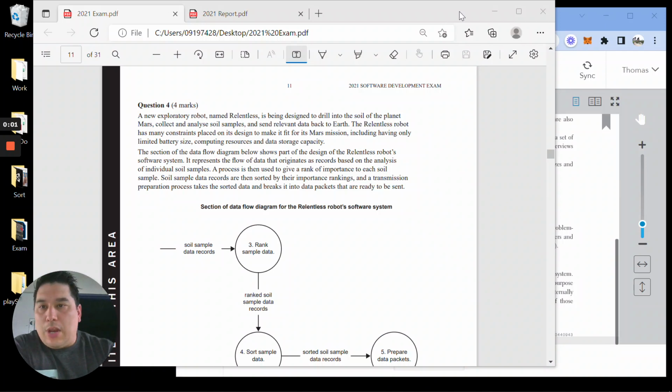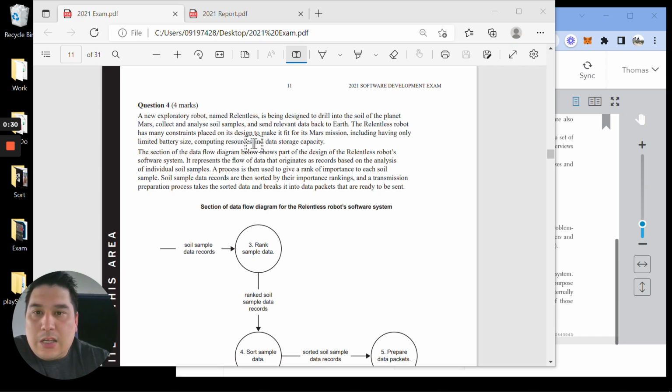Question 4. A new exploratory robot named Relentless is being designed to drill into the soil of the planet Mars, collect and analyze soil samples, and send relevant data back to Earth. The Relentless robot has many constraints placed on its design to make it fit for its Mars mission, including having only limited battery size. I'm guessing this is going to be something in the question.